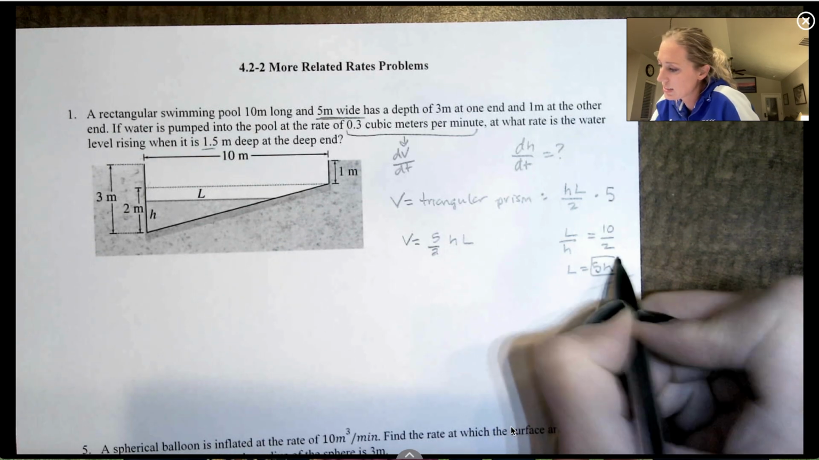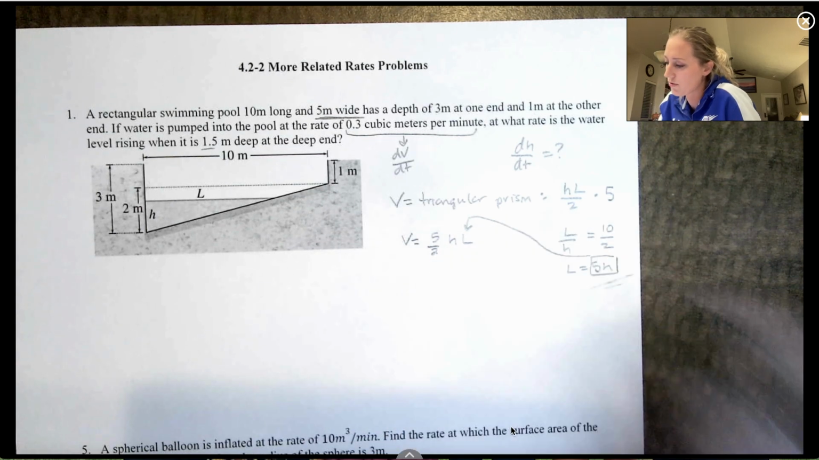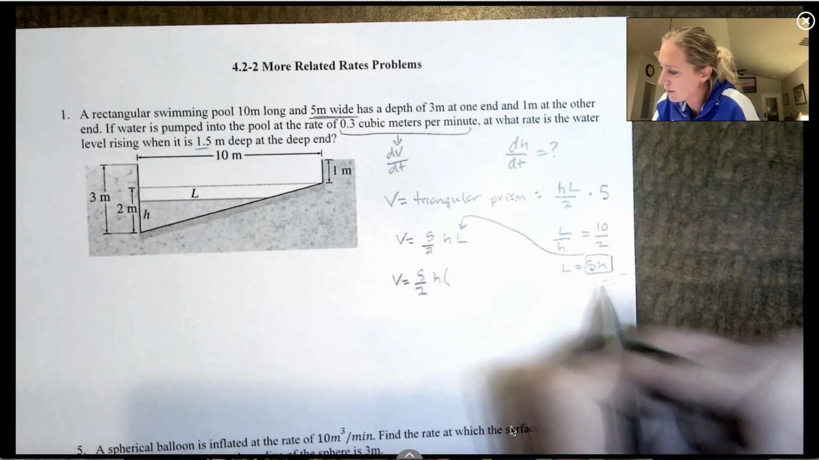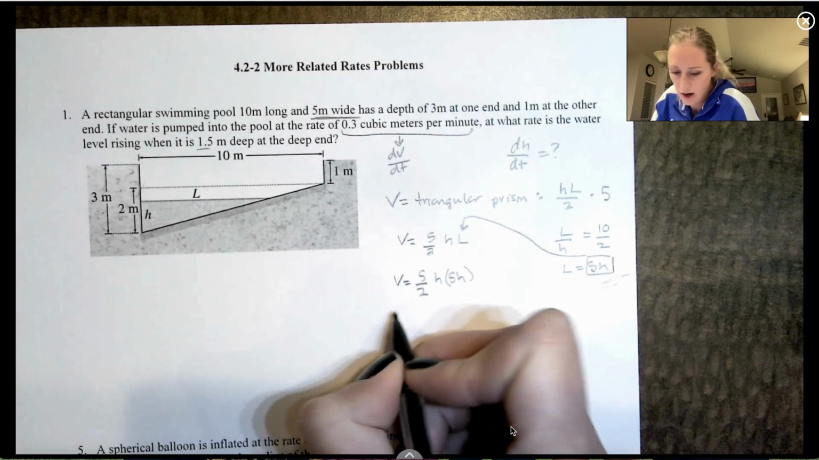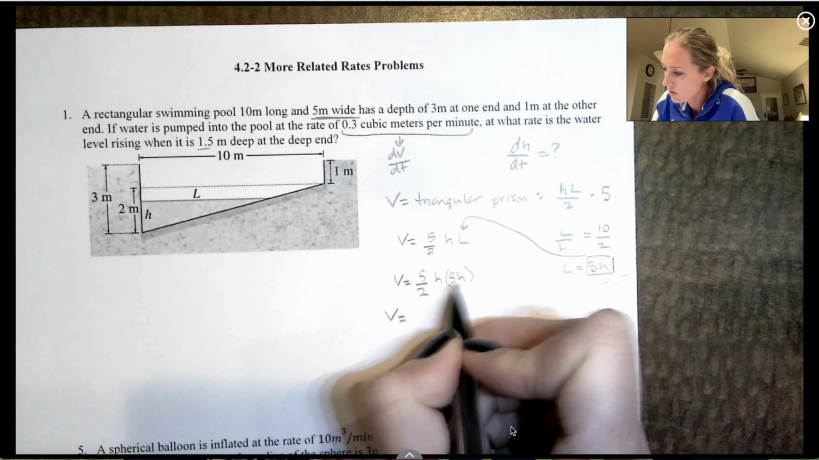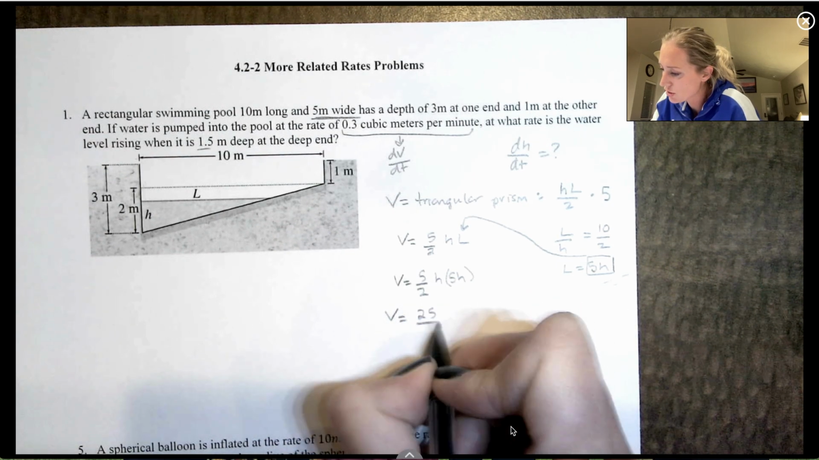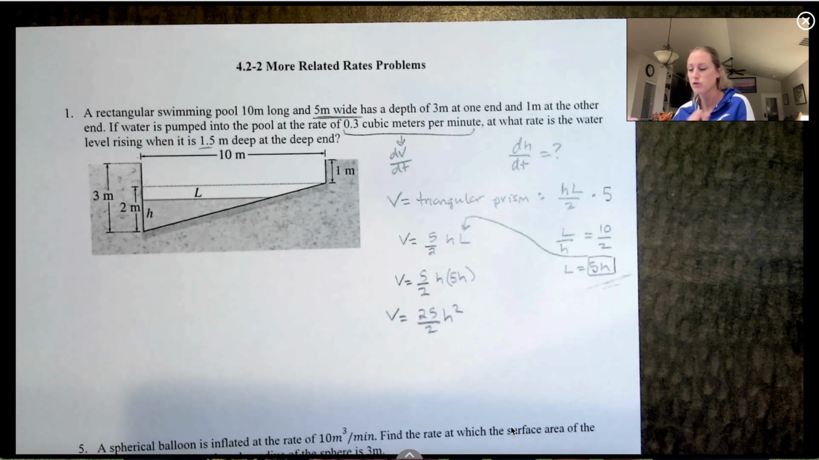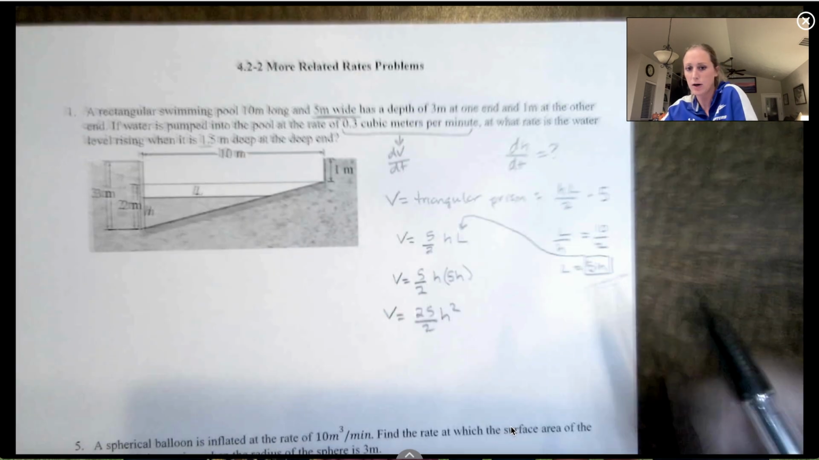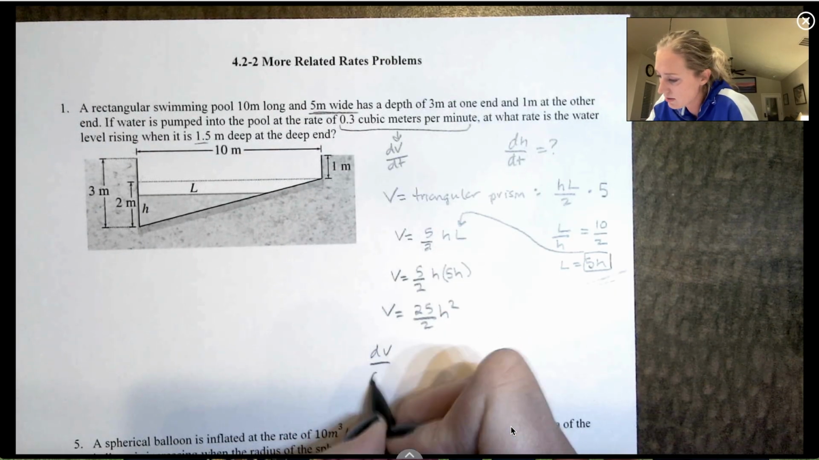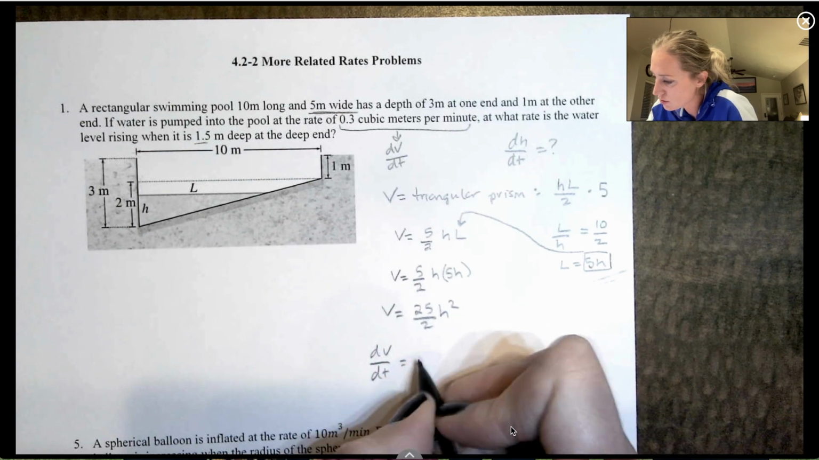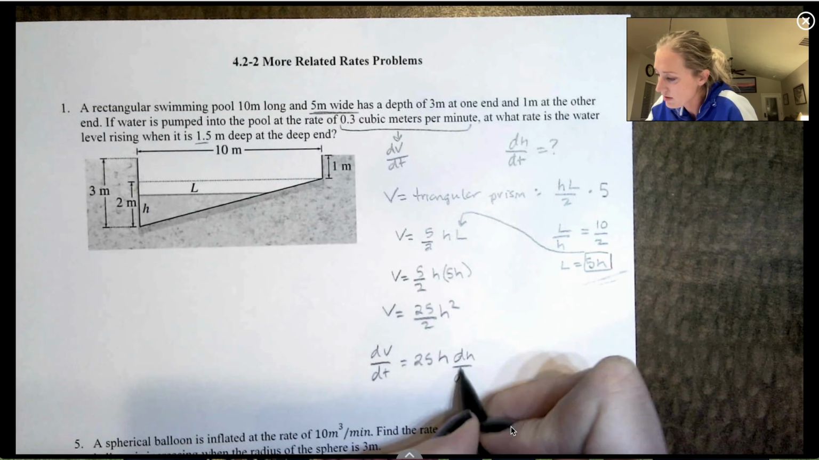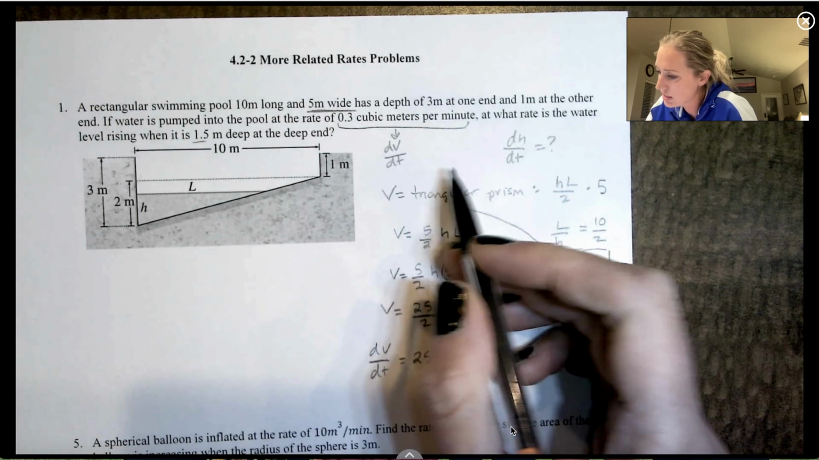So we're going to take this and plug it in for this L right here. So then when I do that, I've got 5 halves H times 5H, or V equals 25 over 2 H squared. Okay, so now when I differentiate, I only have 2 variables, and it's going to deal with those 2 rates that I care about. So dV/dt equals, bring down our 2 and multiply, we're left with just the 25 dH/dt. And now we can plug in what we know. So dV/dt was 0.3.